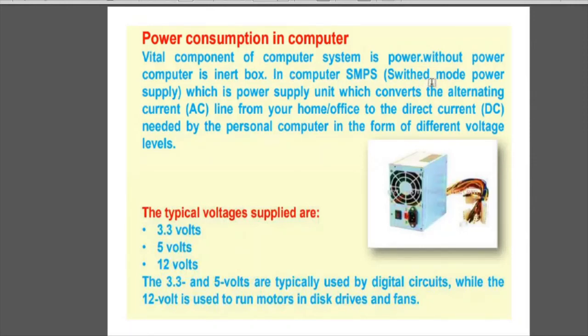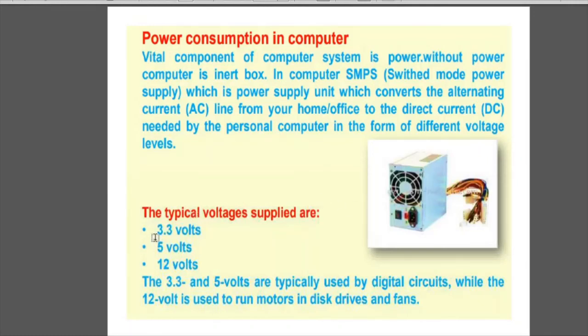In a computer, SMPS, switched mode power supply, is the power supply unit which converts the alternating line from your house to the direct current needed by the personal computer in the form of different voltage levels. So we all know, and you must have studied in your physics, that the alternating current coming into our house is AC current. Alternating current is continuous in the form of waves, but which language does a computer understand? Zeros and 1s, that is digital language. So this power supply is converted into DC current and is stored in the computer or laptops, or can directly be used for running our computers.